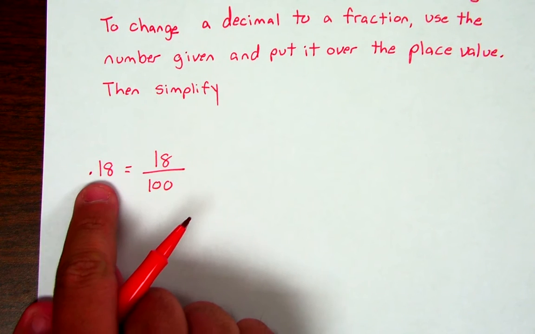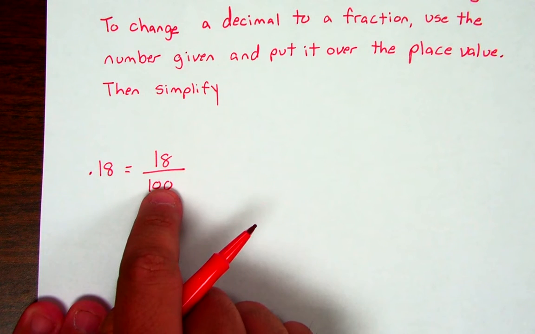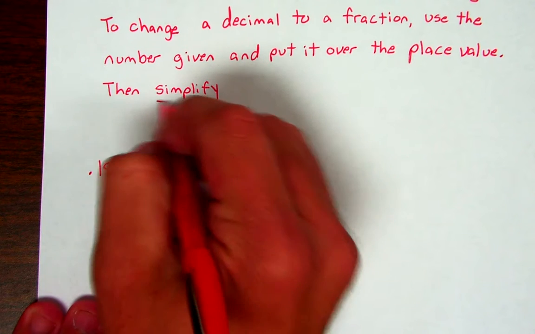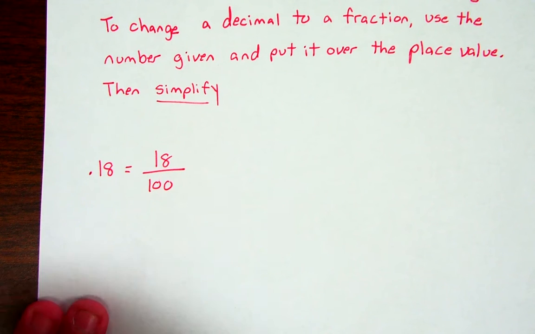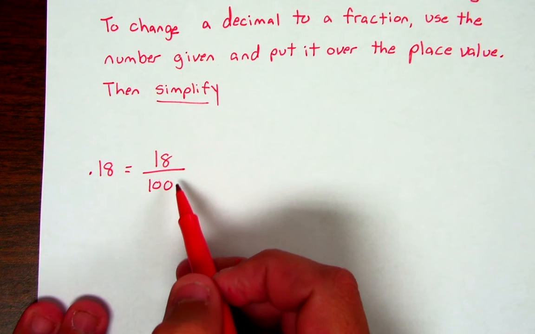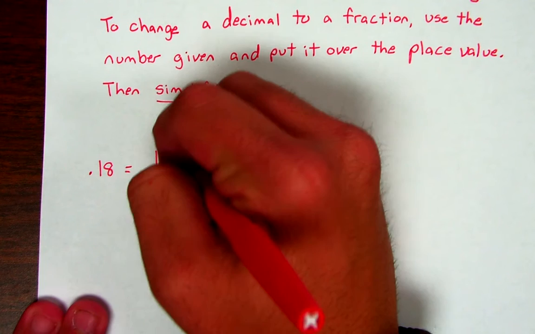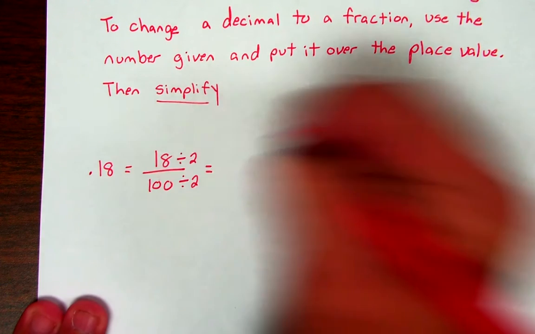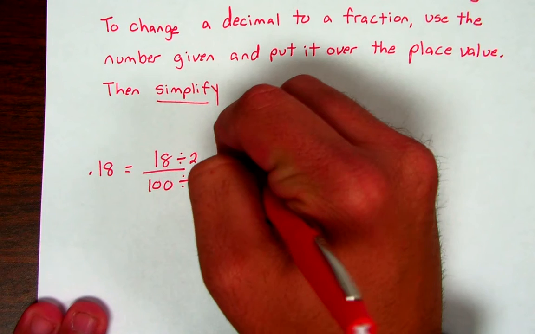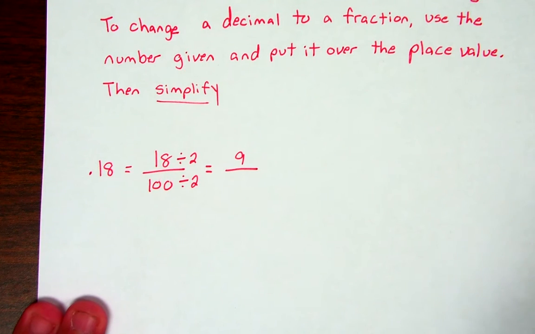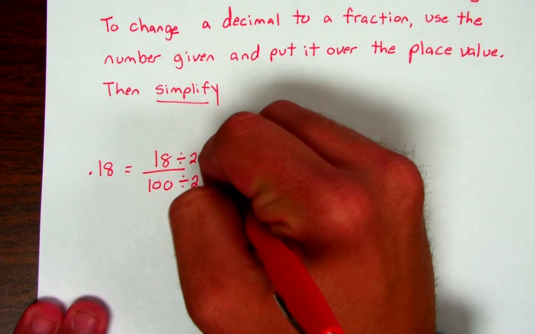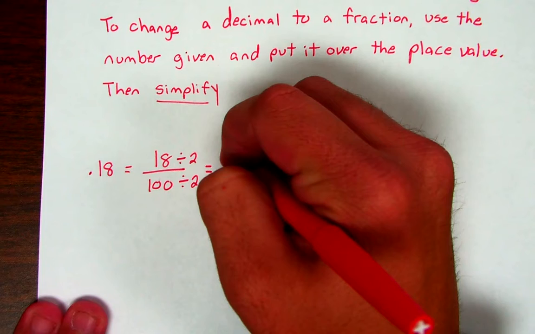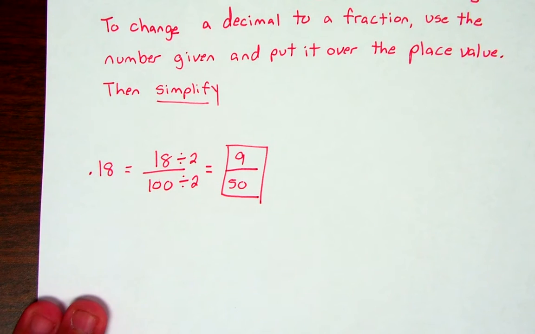So there's your decimal, turning it into a fraction. Now we have to simplify. Well, if you notice, they are both even numbers, so that means they're both divisible by 2. Half of 18 would be 9. Half of 100, or half of $1, would just be 50 cents. That cannot be simplified anymore, so that is your answer.